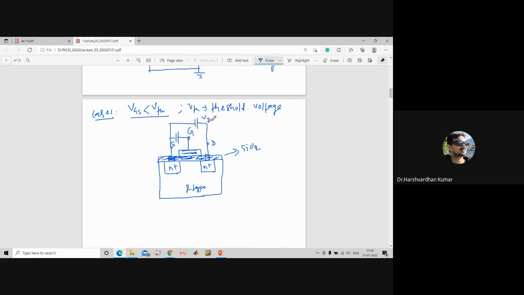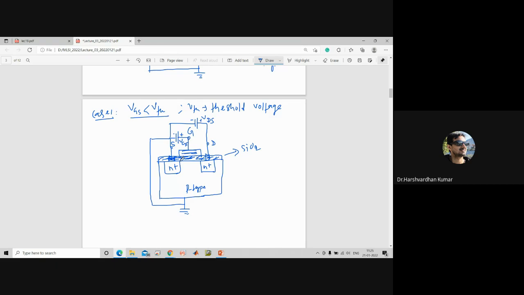This is VDS and this is VGS, okay, and here we will connect the overall negative. Now what will happen here? The VGS is less than VTH.